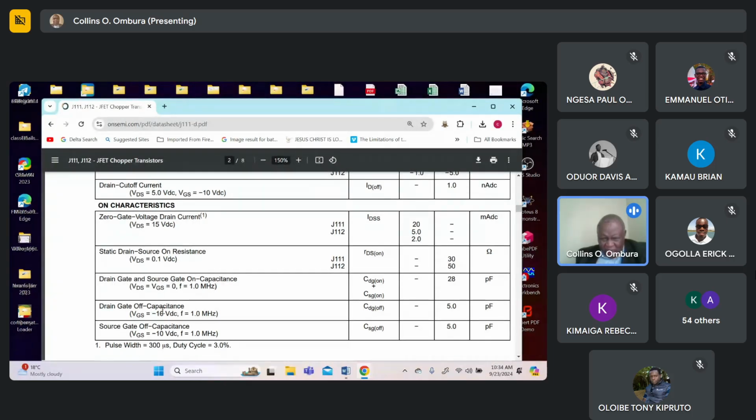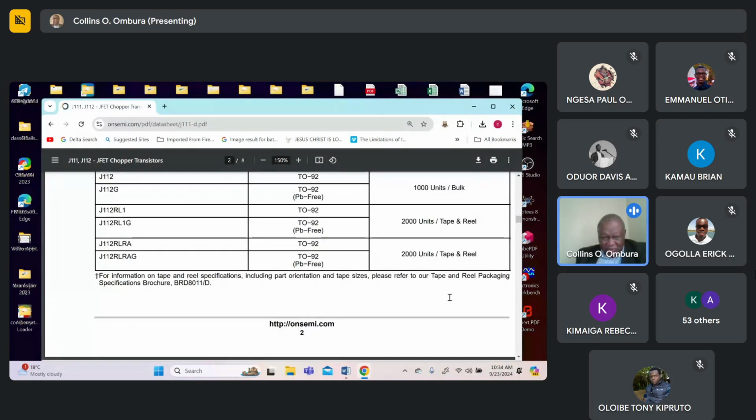And then when it's off, it also gives you data of the intrinsic capacitances. So you can see CDG is about 28 picofarads. CDG at 1 megahertz, about 5 picofarads. CSG, when the device is off, is about picofarads.